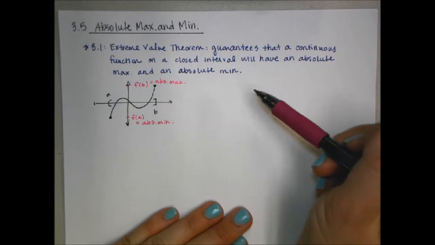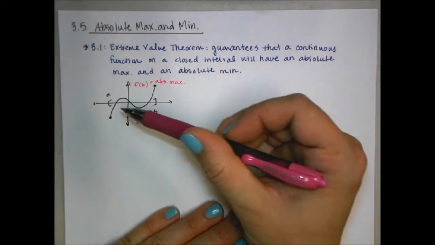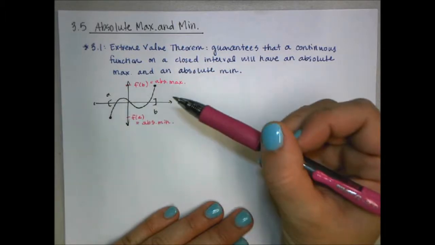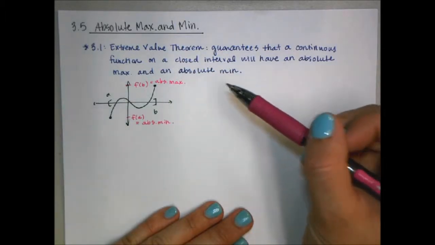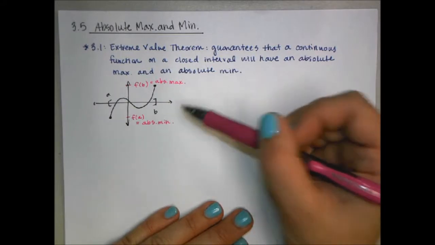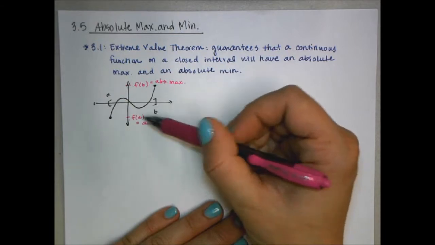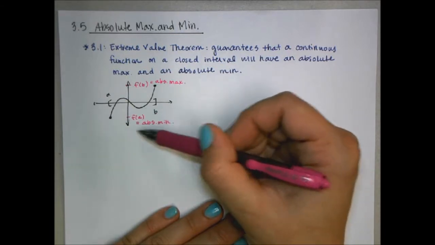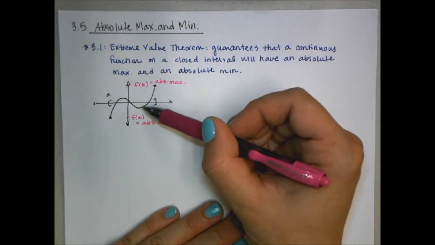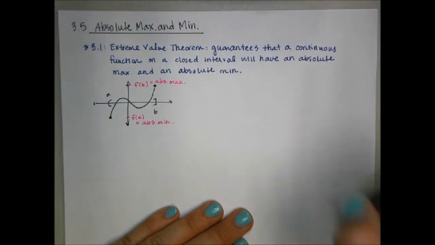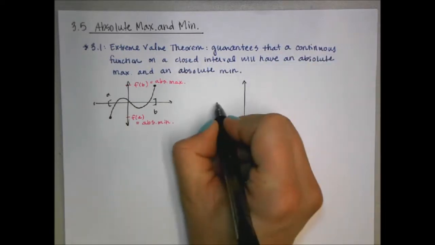It's really important to know there's two things you could be asked. Identify where they occur. So the absolute minimum occurs when x is a. The absolute maximum occurs when x is b. Or you might be asked, what is the absolute min? What is the absolute max? Y values are absolute mins and maxes. So f of a is the absolute minimum, and f of b is the absolute maximum. So let's look at one more example.